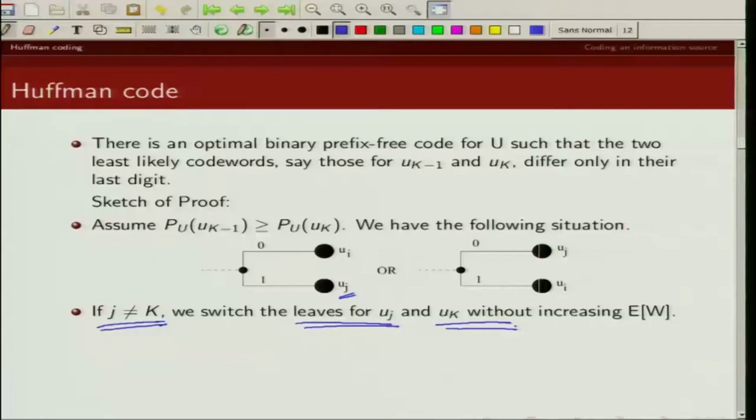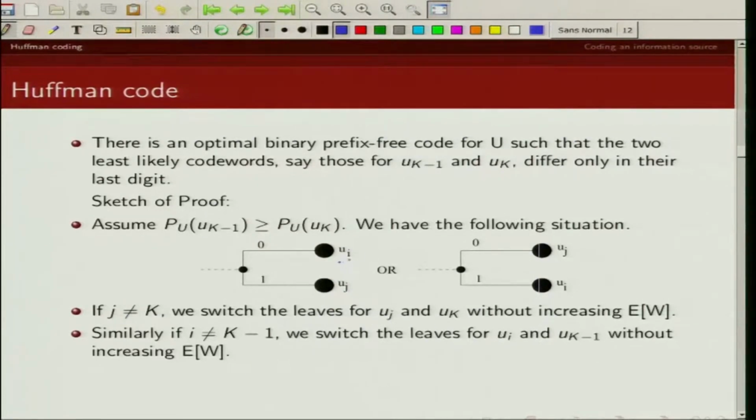So if U_J is not the same as the least likely code word U_K, I can always swap: wherever my U_K was, I bring it here, and I can move U_J back to where U_K was. And this process would not increase my expected code word length. Similarly, if my U_I is not the same as U_{K-1}, which is the second least likely code word, then I can always swap where my U_{K-1} was and bring it here, and move U_I back to where U_{K-1} was.